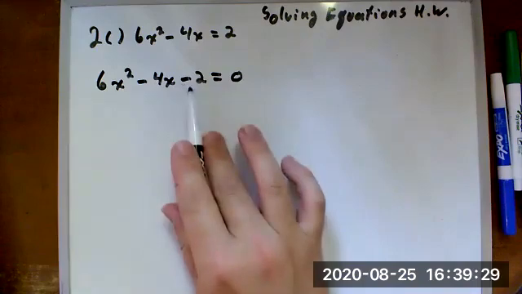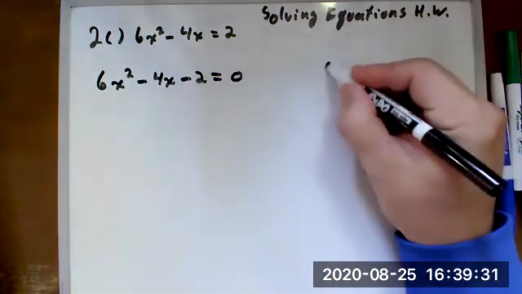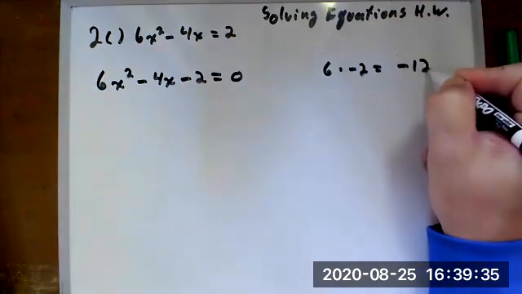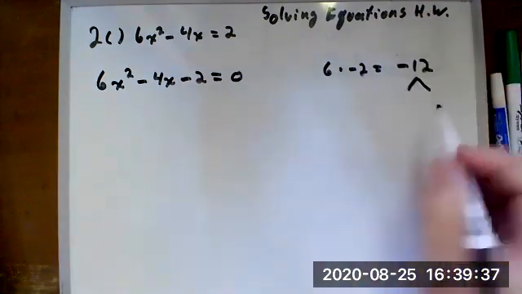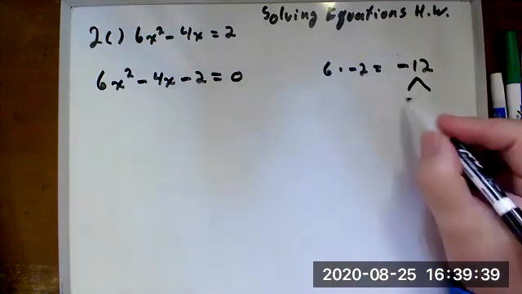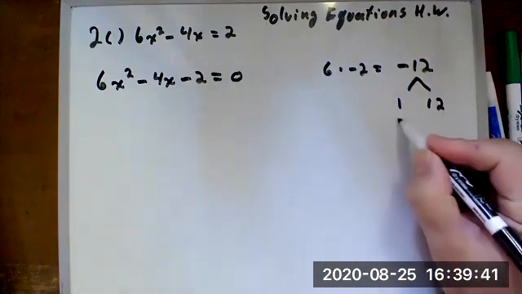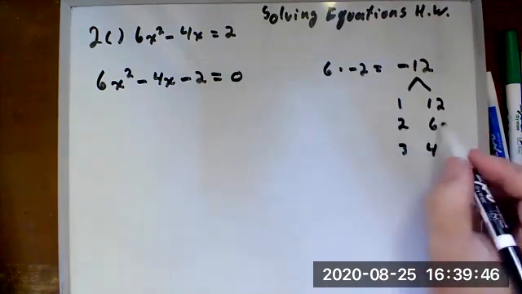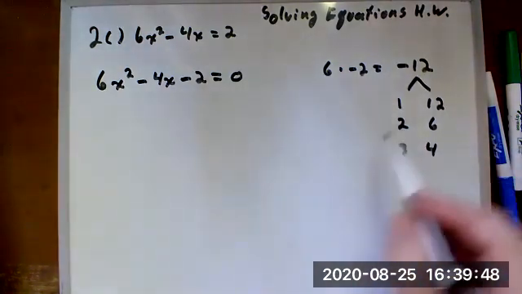Now we do our AC factoring. We multiply our 6 times our negative 2, and that gives us negative 12. Then we're looking for our factors of negative 12 that'll get us to negative 4. We remind ourselves what our pairs of factors are: 1 and 12, 2 and 6, 3 and 4.